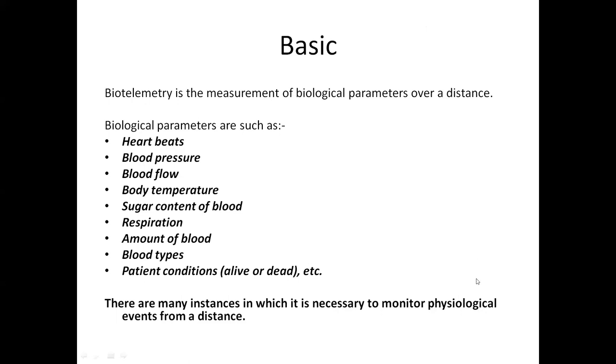For example, here I mention the basic biological parameters in the human body: heartbeat, blood pressure, blood flow, body temperature, sugar content of the blood, respiration, amount of blood, blood types, and patient conditions. These are some biological parameters we have to know. Telemetry tracking of these biological parameters may be helpful in biotelemetry.